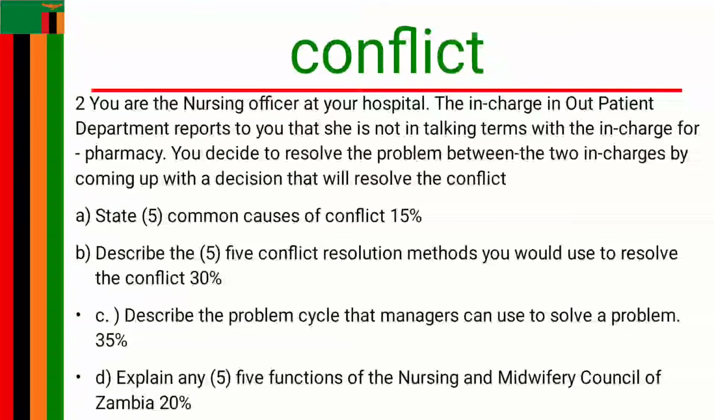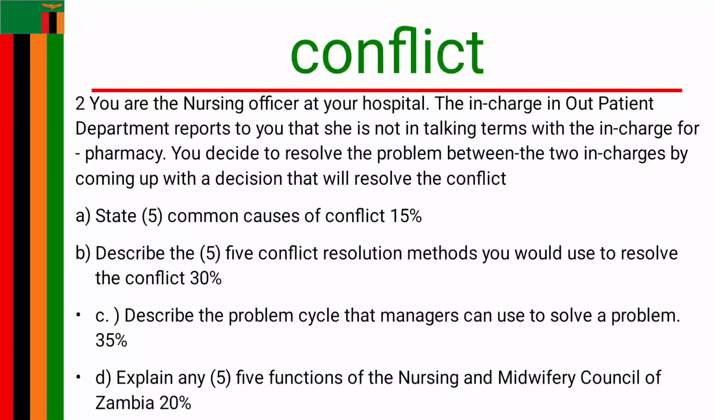Apart from that, the next method is mediation. Mediation involves a neutral third party to help facilitate communication and find a solution. And this mostly could involve a senior mediator from maybe the HR department or a senior manager to come in and resolve the issue between pharmacy and the outpatient department.